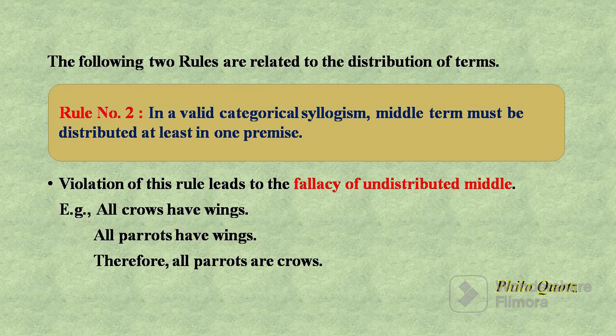For example, all crows have wings, all parrots have wings, therefore all parrots are crows. Here wings is the middle term, right? Both are affirmative propositions. As we all know, in an affirmative proposition the predicate is not distributed. That's why wings, in the place of predicate, is not at all distributed. So it will violate this rule and commit the fallacy called fallacy of undistributed middle.